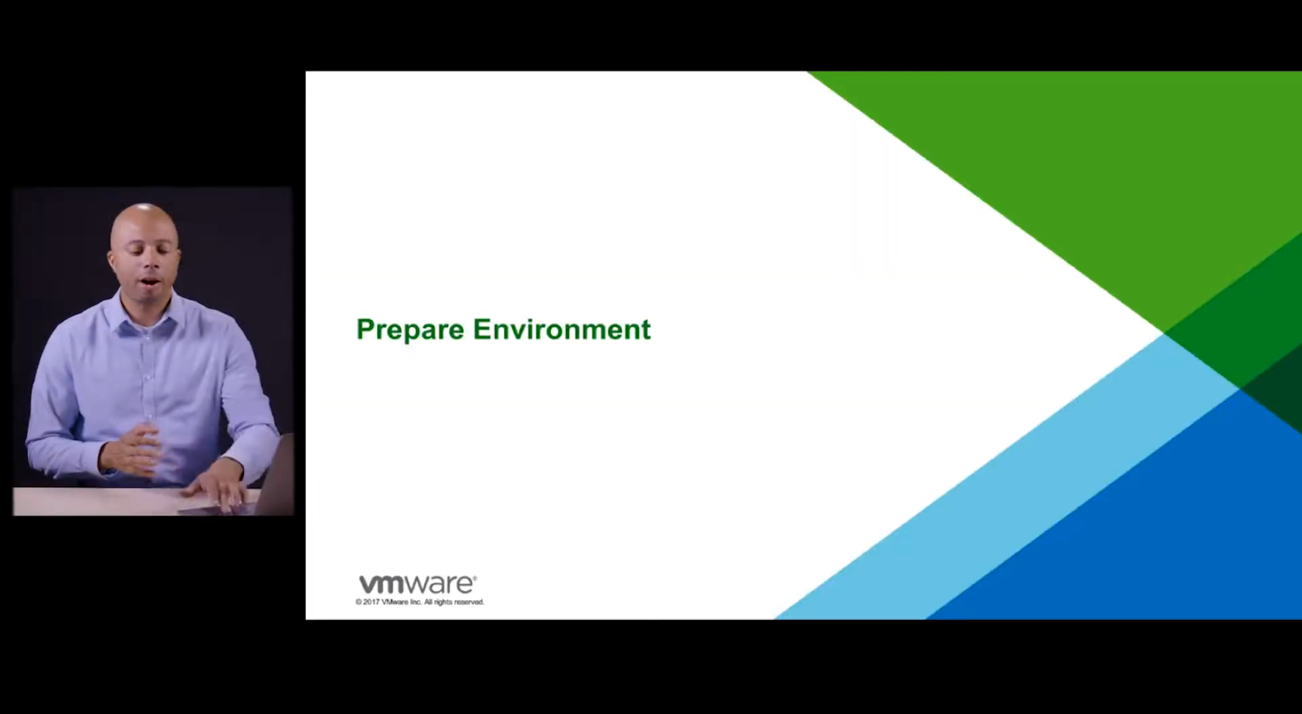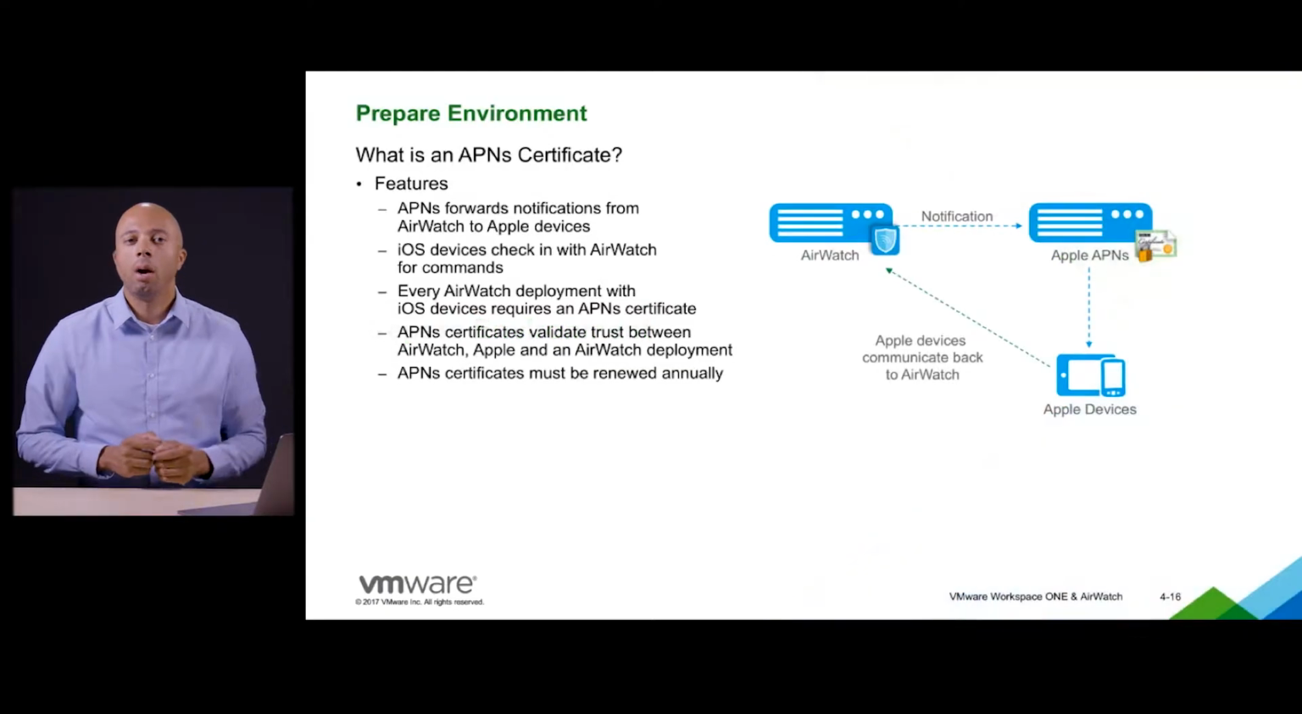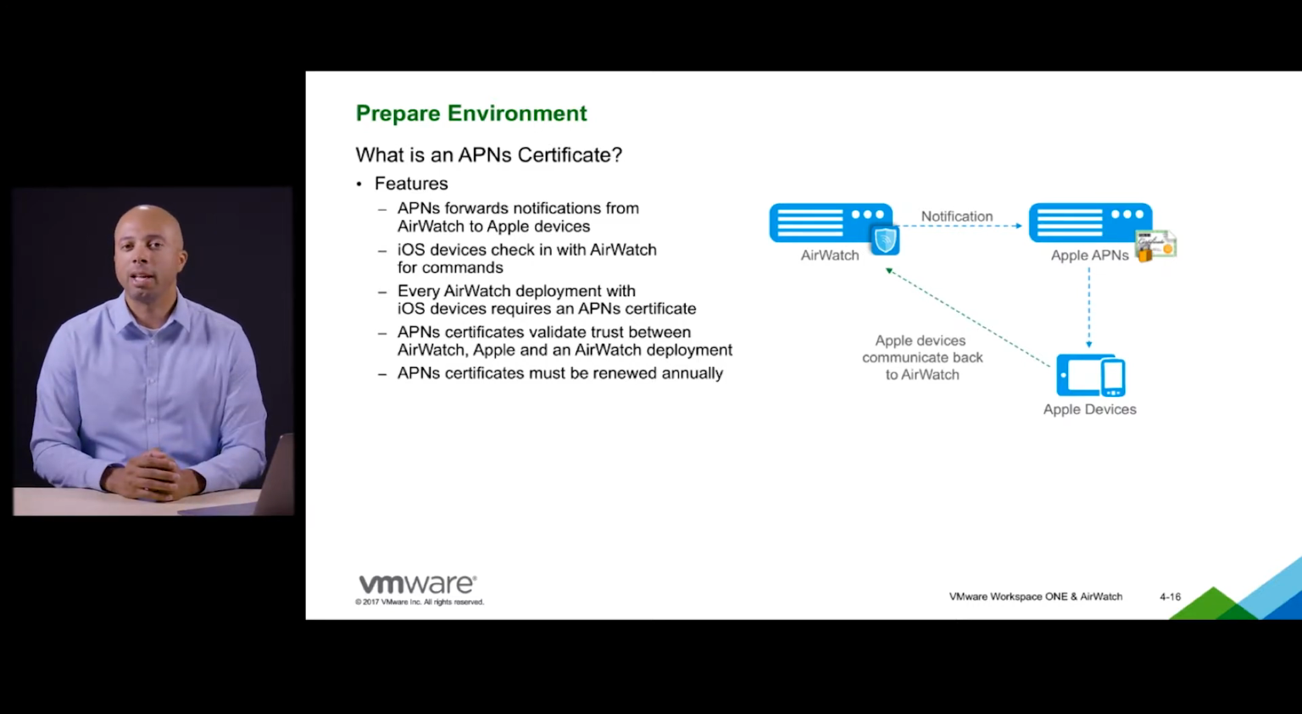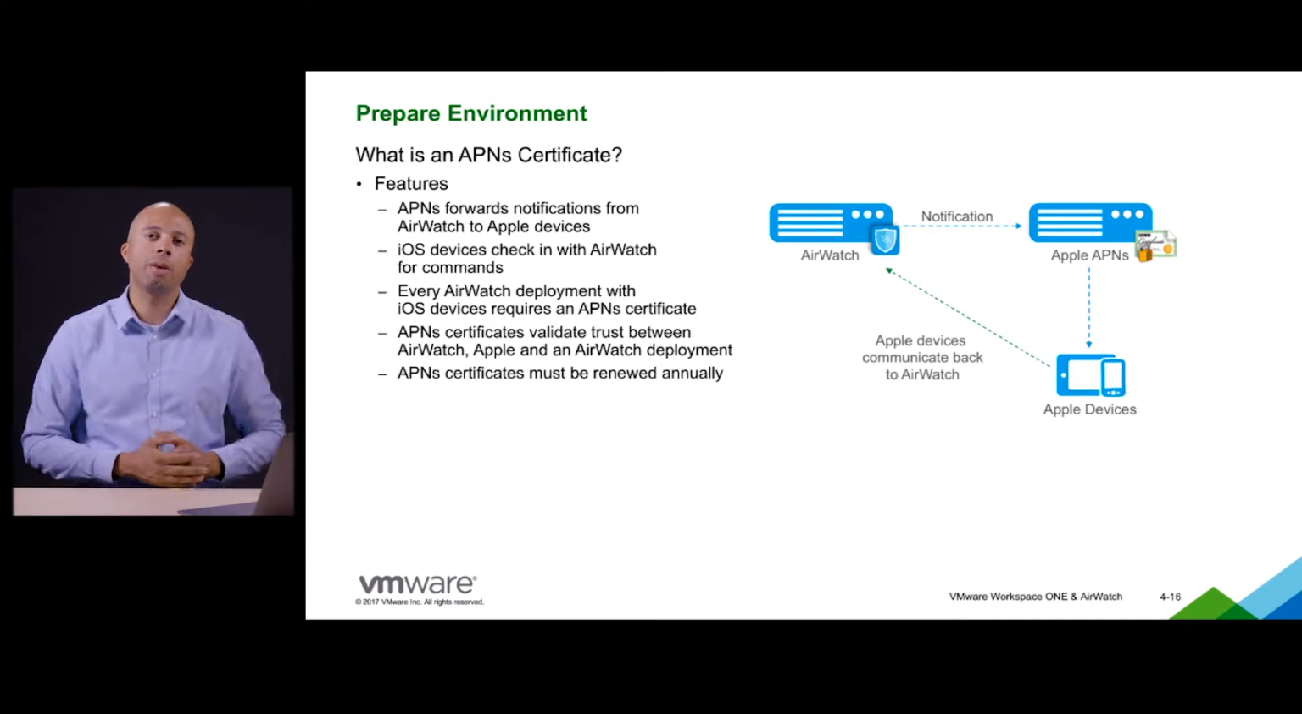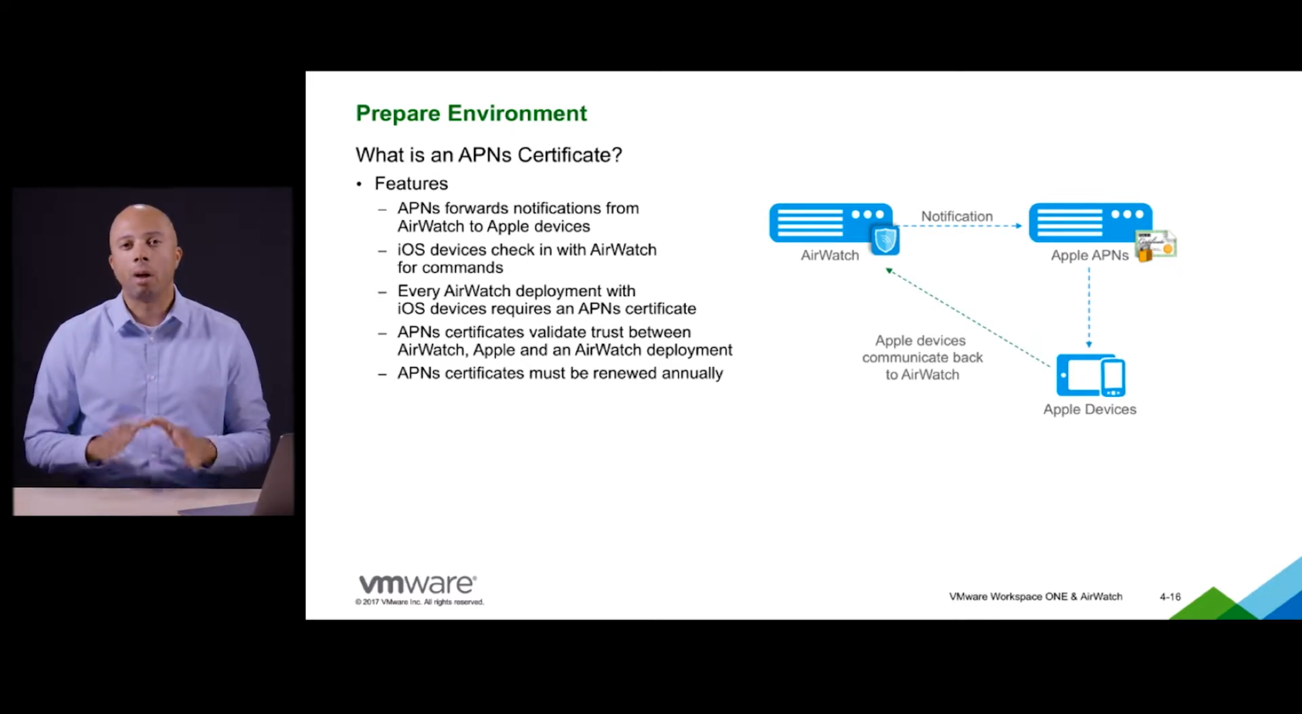So if we prepare our environment for an AirWatch deployment, we can first of all establish a secure communication with our iOS devices. Our iOS devices are going to be using APNS, Apple Push Notification Services. This is a very easy item to generate in the console. It's a certificate. Apple mandates it for all communication with iOS devices, but guess what? It expires every year. So if you forget to renew this APNS certificate, you just lost all of your iOS devices. They will become unenrolled.